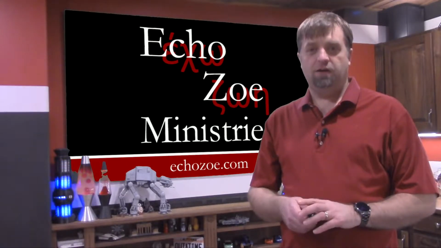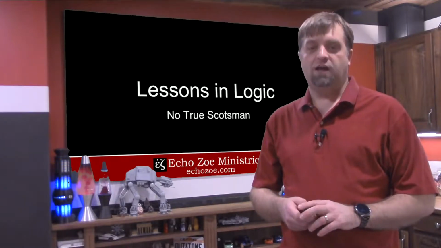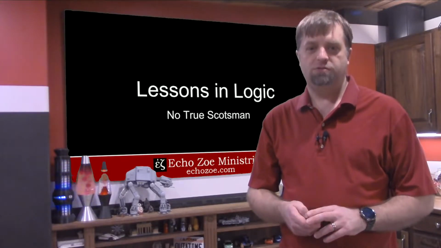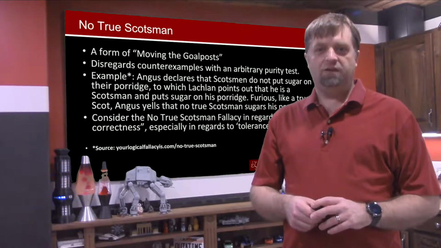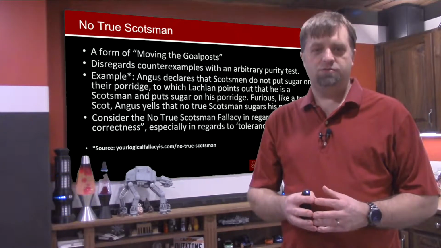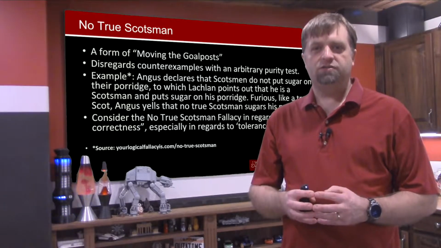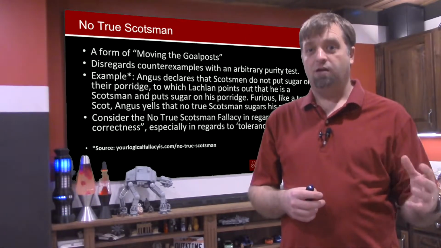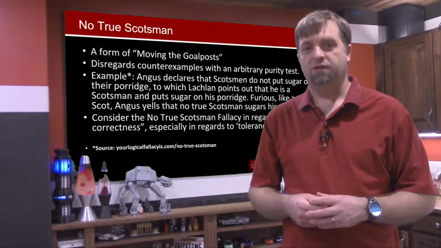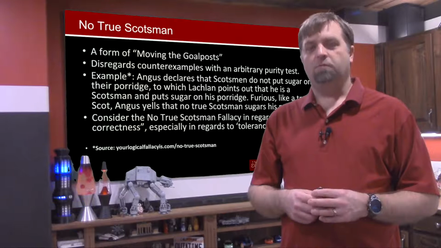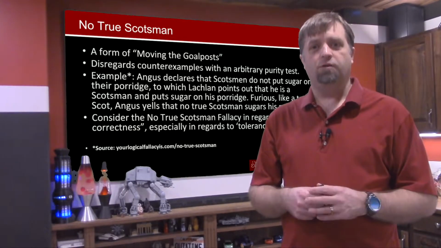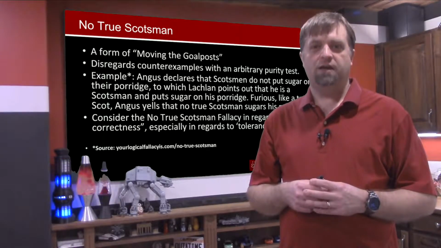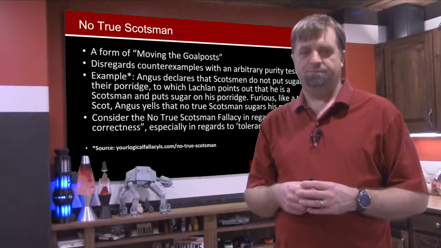For this episode, we are going to talk about the no true Scotsman fallacy. In the last episode that we did, we talked about moving the goalposts. The no true Scotsman fallacy is a form of moving the goalposts. The way it works is that somebody will make an argument, and then the person they're debating with will come up with a counterexample to show that their argument is incorrect, and then the first person will come up with an arbitrary purity test to throw it out and disregard it. And that's the key here. It disregards counterexamples with arbitrary purity tests.